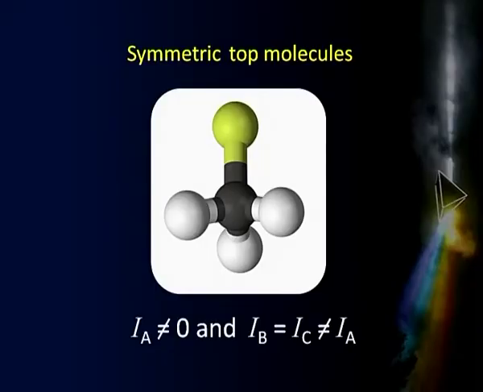Now, if I take a molecule of this kind, say trifluoromethane, and try to resolve the rotational motion of this molecule, I will find that IA is non-zero and IB will be equal to IC, which will not be equal to IA, because the nature of the molecule is such that it loses symmetry on one side. Such molecules are called symmetric tops.